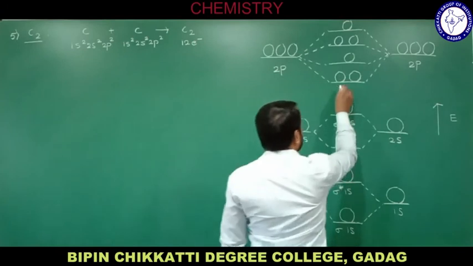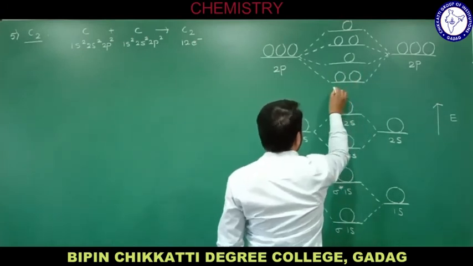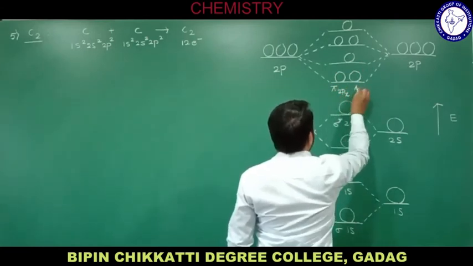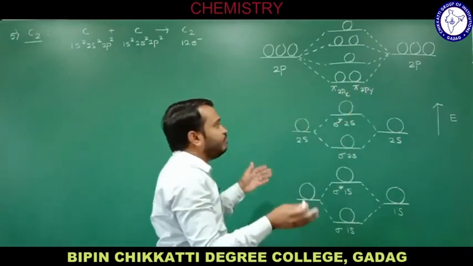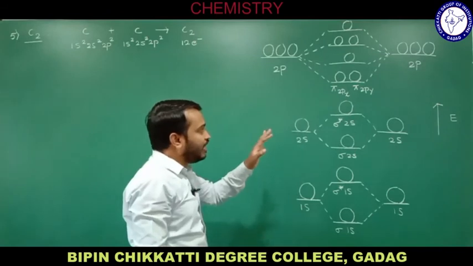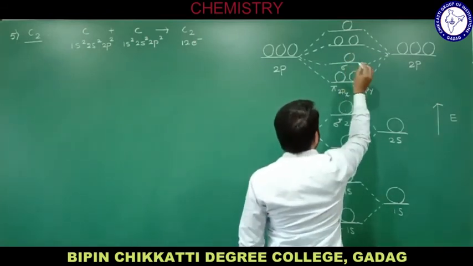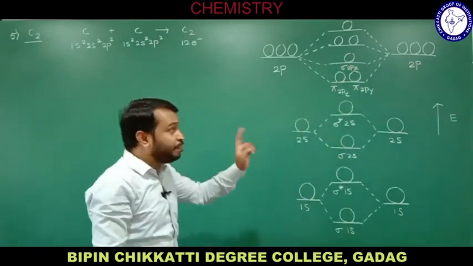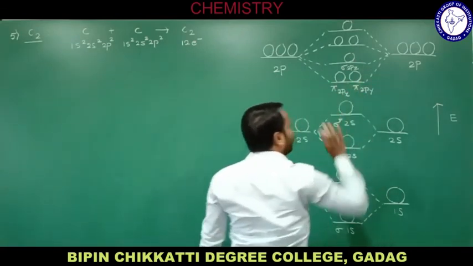So now, these two are pi, and this is the sigma as we know. So here I will write pi 2px and this is pi 2py. Pi, because there will be sideways overlapping of the px atomic orbital and py atomic orbital. And this one, let me write, this is sigma 2pz, head-on overlapping of pz, therefore sigma 2pz, and these three are bonding molecular orbitals.